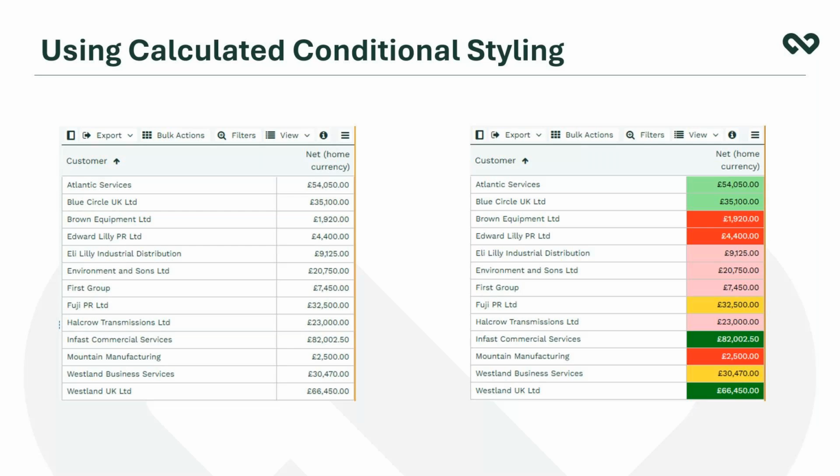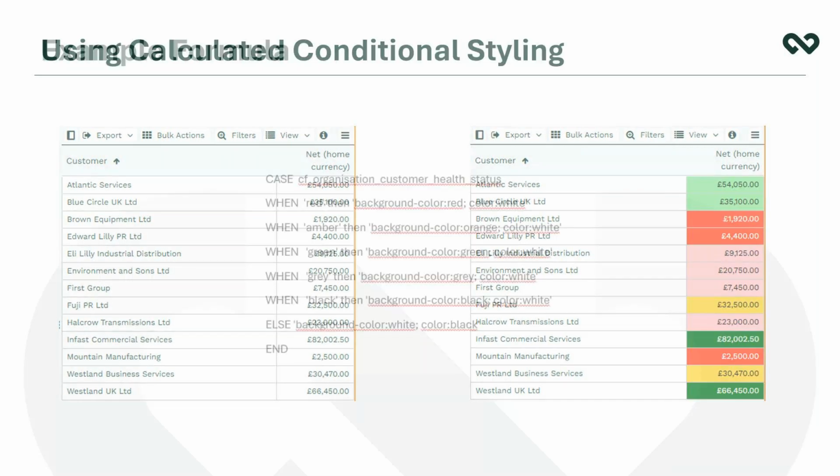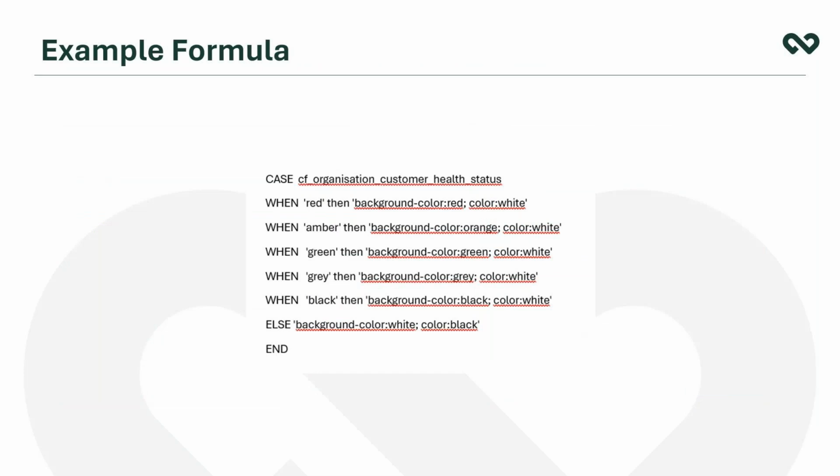While I've not gone over building a formula, which we will be covering in one of our future webinars, I wanted to show you an example of one that can be used for this calculated conditional styling. Now, on the screen, you can see the formula, and you may be a little bit confused, but the way that this works is the top row looks at a field on an organization called customer health.